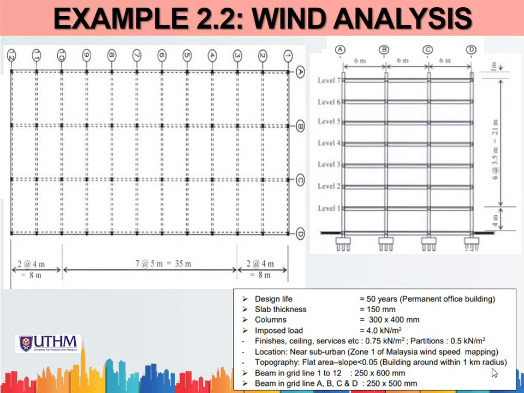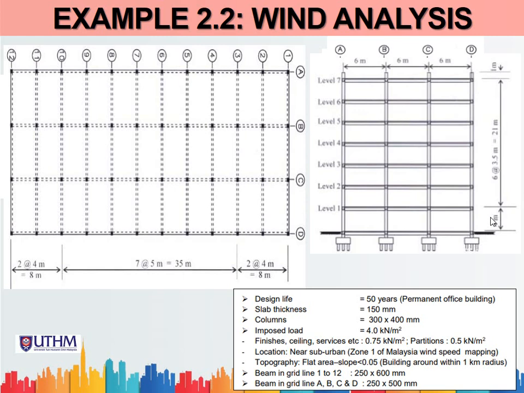Okay, so the surrounding buildings are within the 1 kilometer radius. Other information is similar to example 2.1, and this is the 7 storey building, levels 1 to 7.